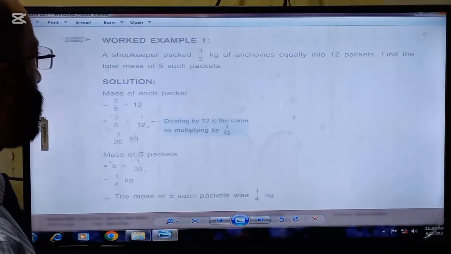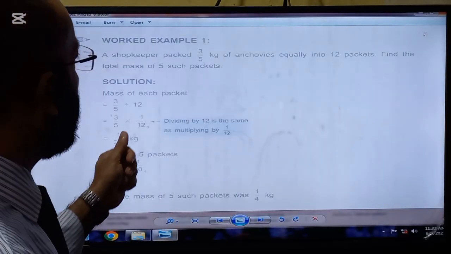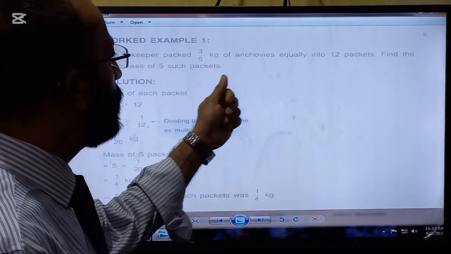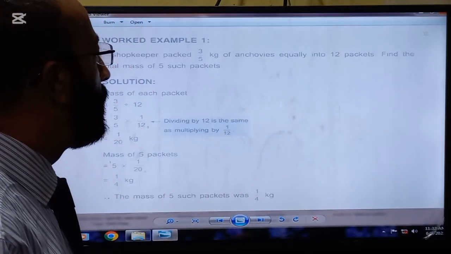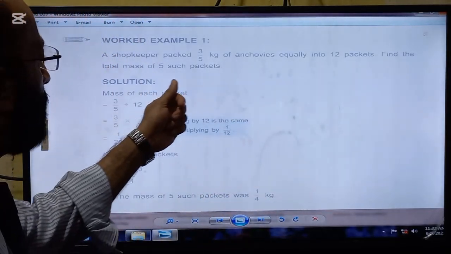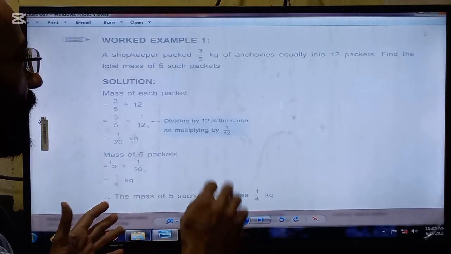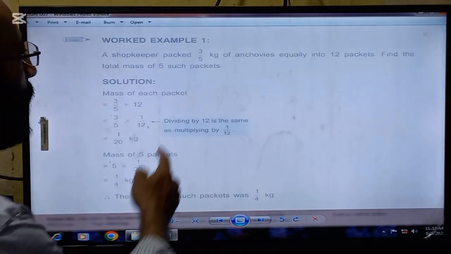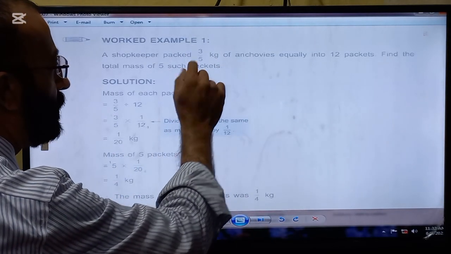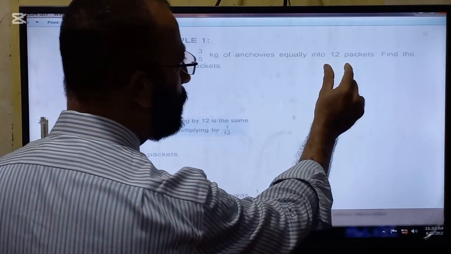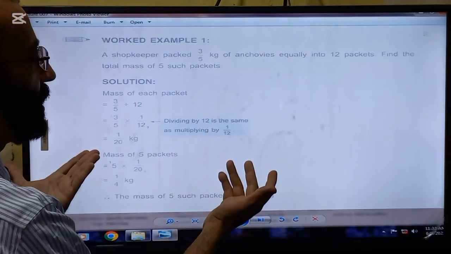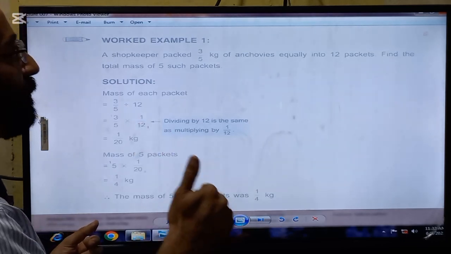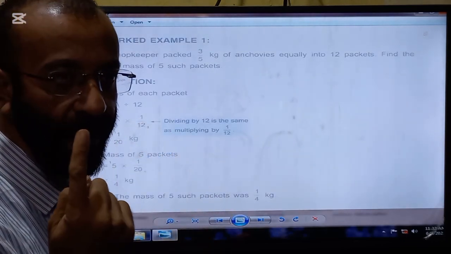Here is another question. A shopkeeper packed 3 by 5 kg of anchovies equally into 12 packets. Find the total mass of 5 such packets. So here is another small technique. The total mass is given, which is going to be packed into 12 packets, and the mass of 5 packets is the requirement. So first we will find the mass of one packet.